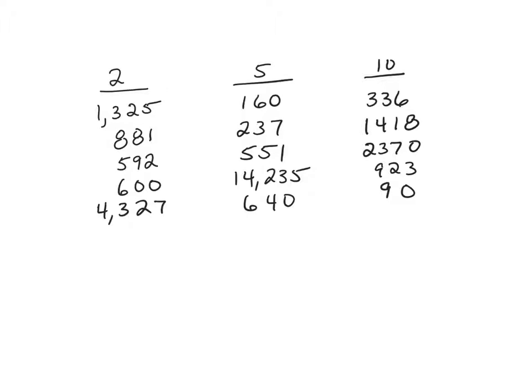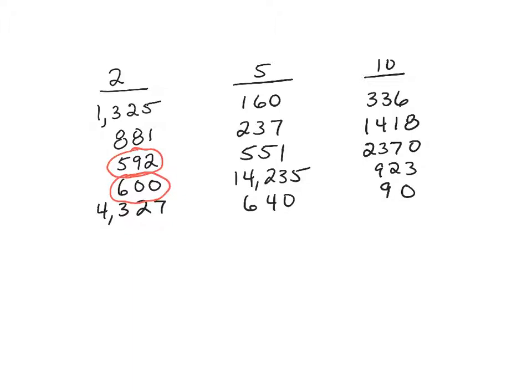Okay, as far as the answers go, I'm going to circle the ones. As far as the very first list, which numbers are divisible by 2? Well, any numbers that are even. So that would be 592, 600, and that would be it. Just those 2 are even numbers because the ones place ends in 0, 2, 4, 6, or 8.